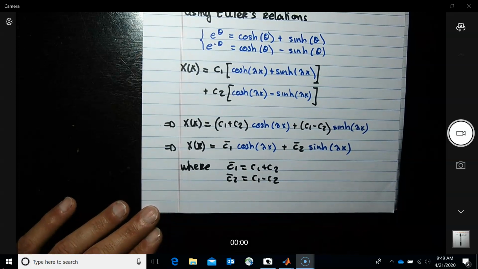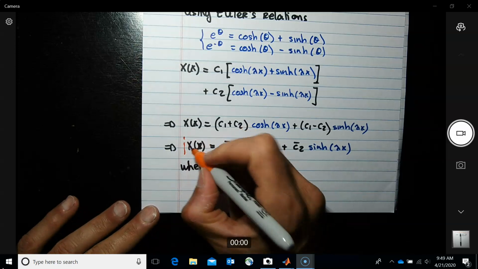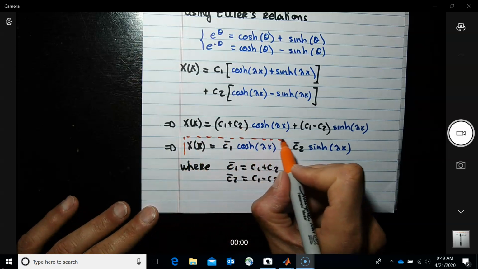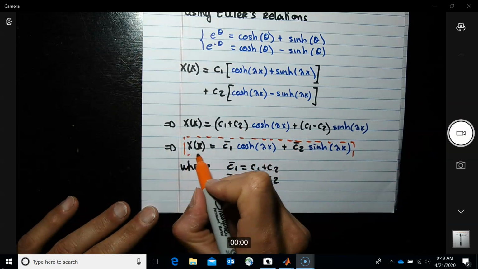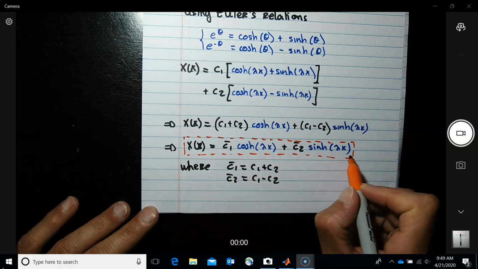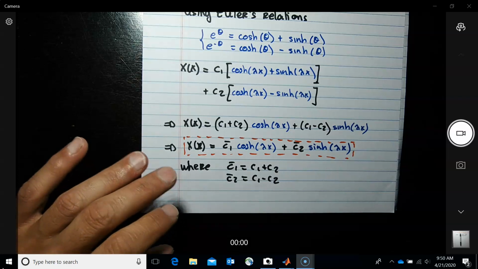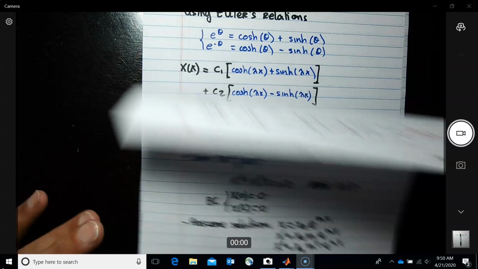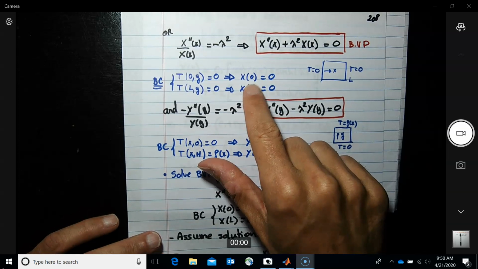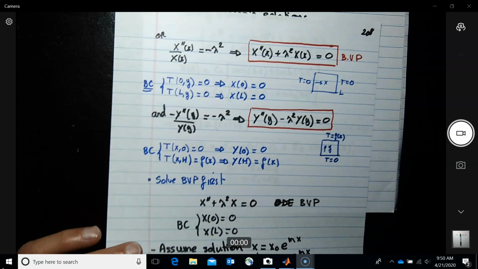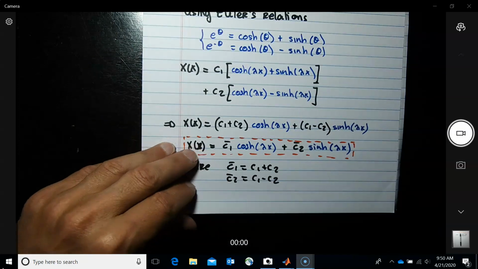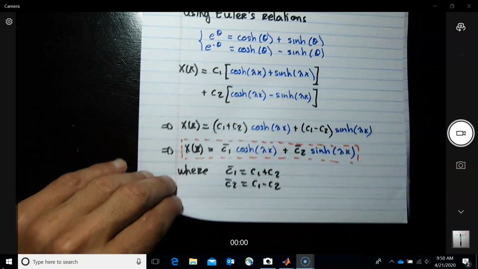Okay, so now if this is a solution, it should also satisfy the boundary conditions that we have. So the two boundary conditions were what? The ones over here, x of 0 equal to 0 and x of L equal to 0. So let's see if this solution will satisfy the boundary conditions.